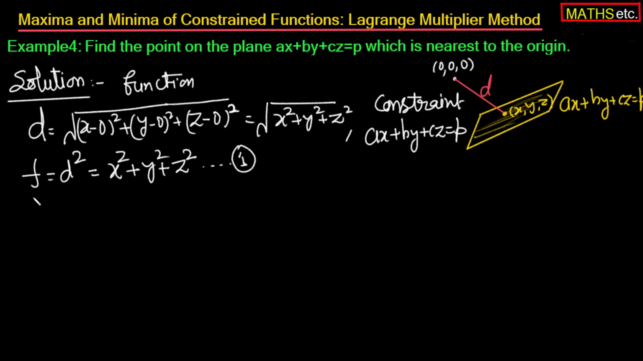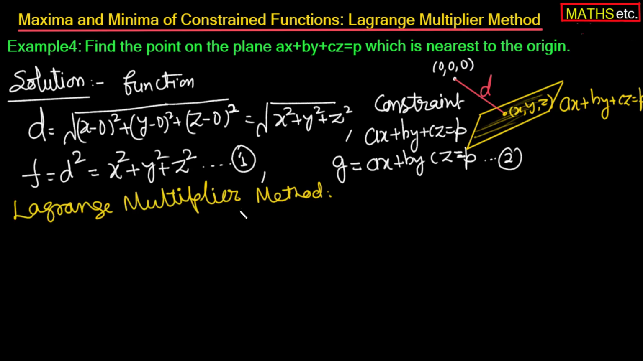So we have to maximize or minimize the function f subject to the condition given by this constraint. Now with the help of this constraint, we construct another function, and the g function will be ax plus by plus cz minus p, and this is our equation number 2. So now our problem has simply become: find the maxima and minima of the function f given by x squared plus y squared plus z squared, subject to the constraint ax plus by plus cz equals p, and we will use the Lagrange multiplier method.